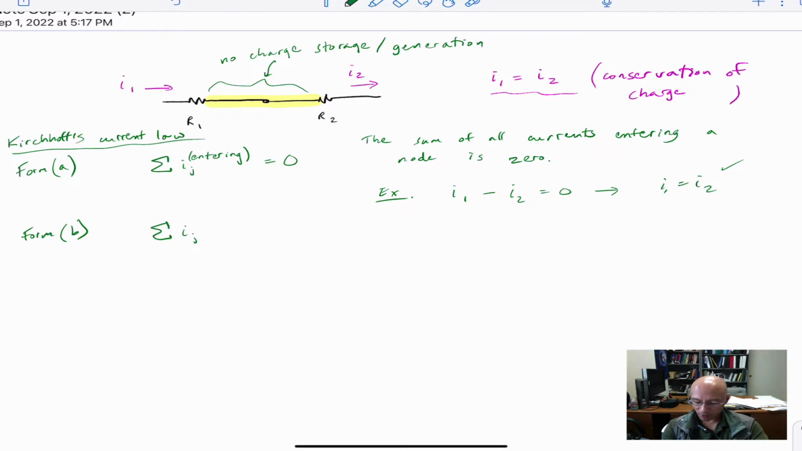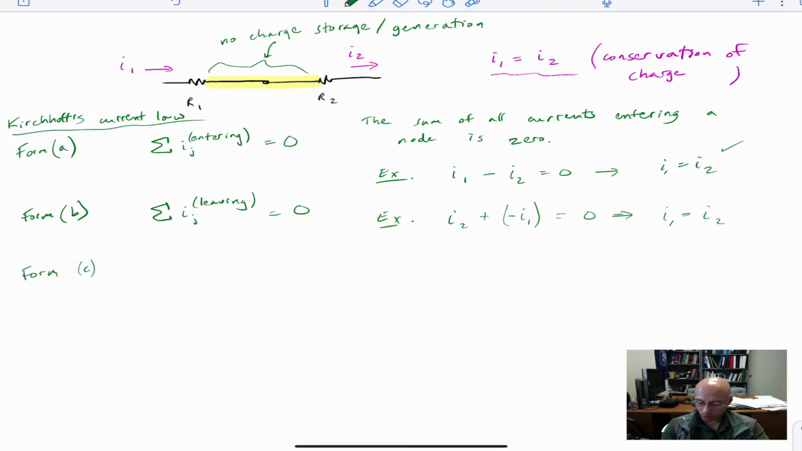But now let's sum all currents leaving. They have to be zero. So the currents leaving the node, well, here I2 is leaving and I1 is entering, so we actually have a negative I1 that's leaving, and that has to be zero. And again, this gets us the exact same relationship as before, I1 equals I2.